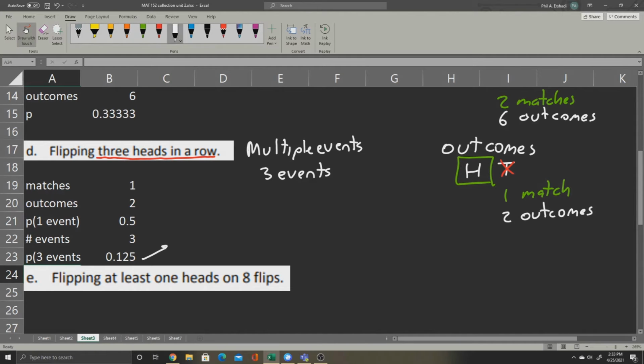That formula again, if you have multiple events, we are going to take probability raised to the number of events. So we took 0.5 raised to the third power. And make sure it's in this order. Make sure the probability comes first and the number of events comes second.